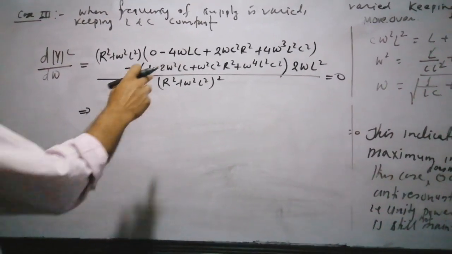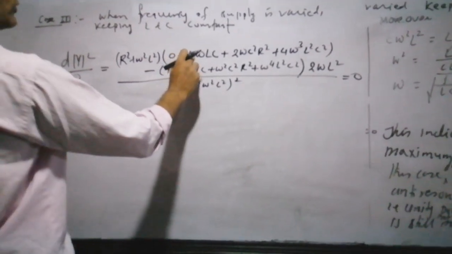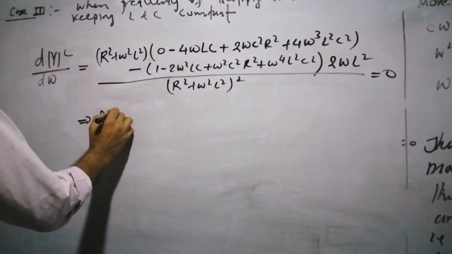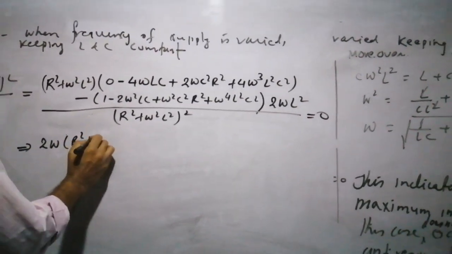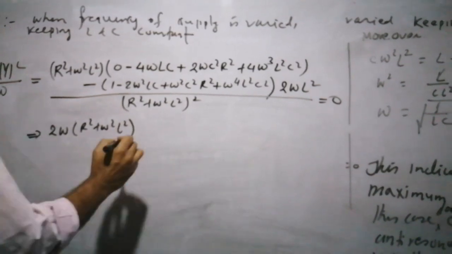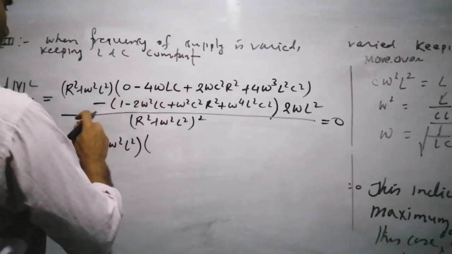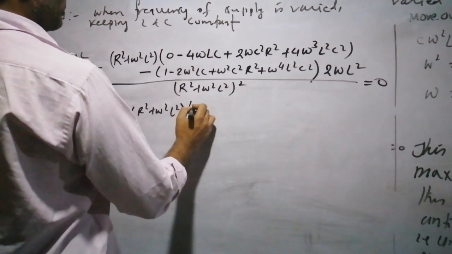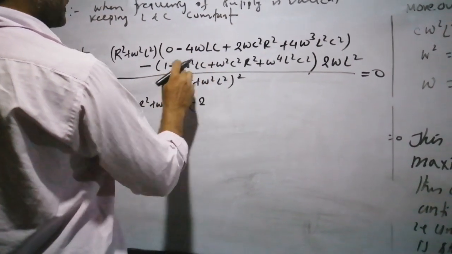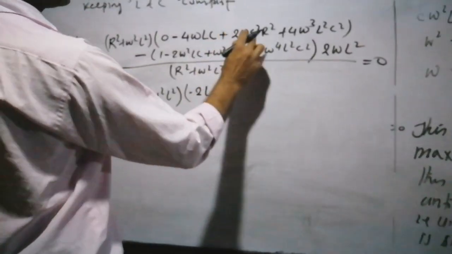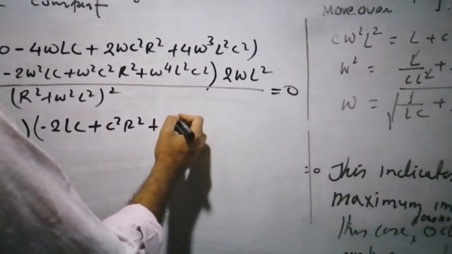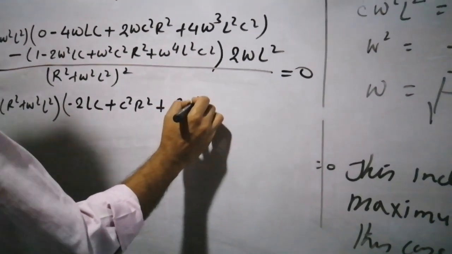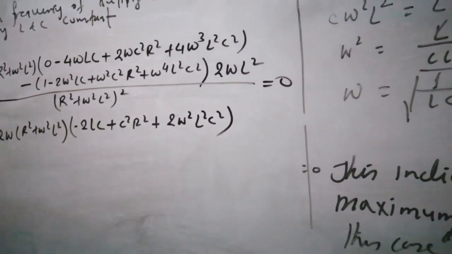I think L is also common. So I will take the common 2 omega from all these terms, and here is r square plus omega square l square, and here I am left with, the 2 has already gone, and so this minus 2 omega common, so 2 LC, and here 2 omega gone, and so this is C square r square, 2 omega gone, and so this is 2 omega square L square C square. This term I got.